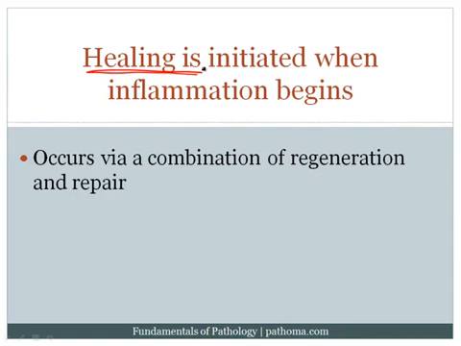Now it's important to note that healing actually occurs via two processes. It's usually a combination of both. Regeneration, which refers to healing so that we actually replace the damaged tissue with the tissue itself by regenerating it, or repair. The idea with repair is that instead of replacing the tissue with itself, we replace the tissue with a scar, with collagen and fibrosis. And so usually when we have healing, it occurs by a combination of both regeneration and repair.